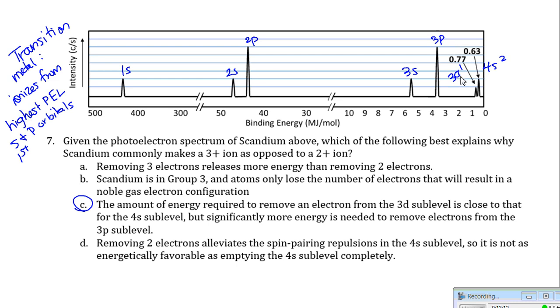And then because the d sublevel is so close in its binding energy to the 4s sublevel, I'll remove this 3d1 electron next. So because those binding energies are so close, it's likely that if you have enough ionization energy to remove the 4s2 electrons, you'll then also remove the 3d1 electron. Okay, so the answer here is the amount of energy required to remove an electron from the 3d sublevel is close to that of the 4s sublevel. But you wouldn't go down to the 3p sublevel because that represents a tremendous gap in energy. So the energy to remove the 3d electron is much less compared to removing the 3p electrons.